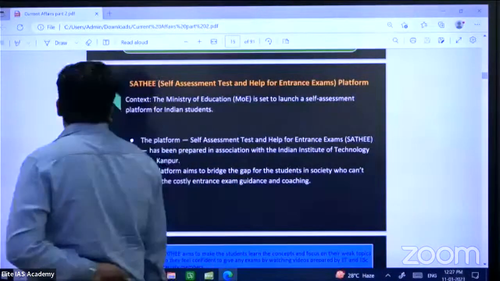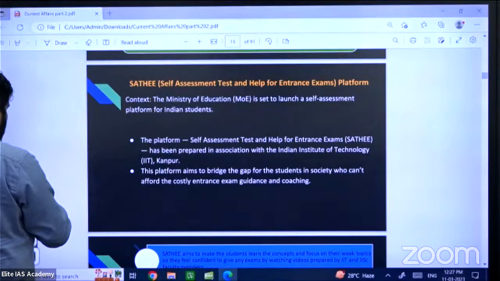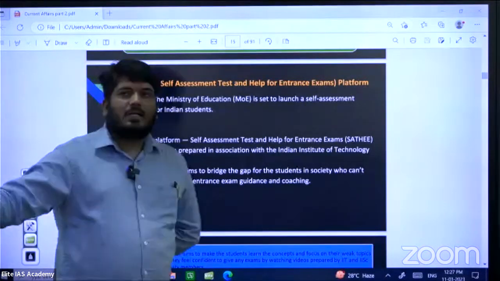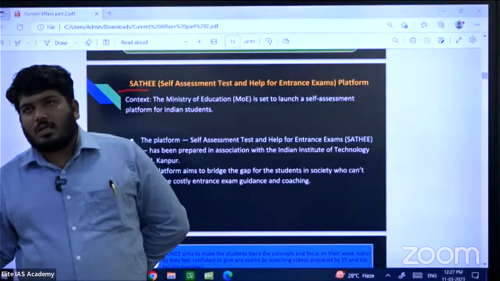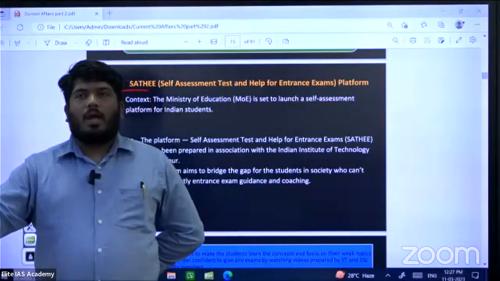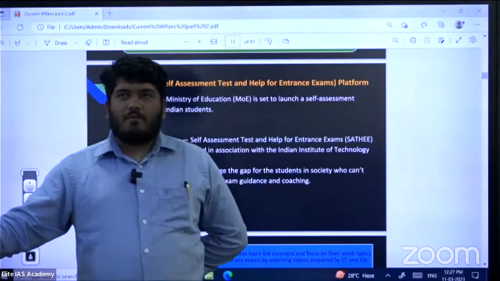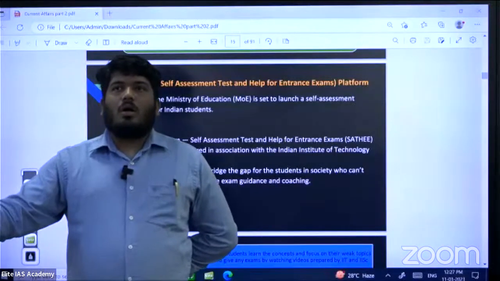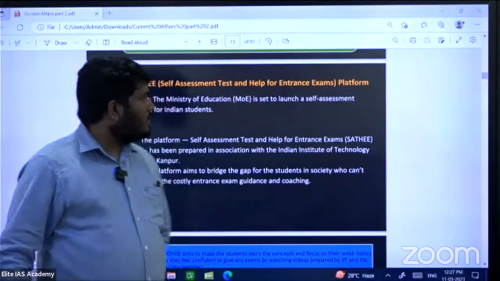Okay. Coming to the next topic, that is SATHI, SATHEE. What does it expect? Self-assessment tests and help for entrance exams. I've already explained this: this platform is formed by the government to help all those who are poor, deprived, and could not afford coaching guidance. So the government is helping them by this app.